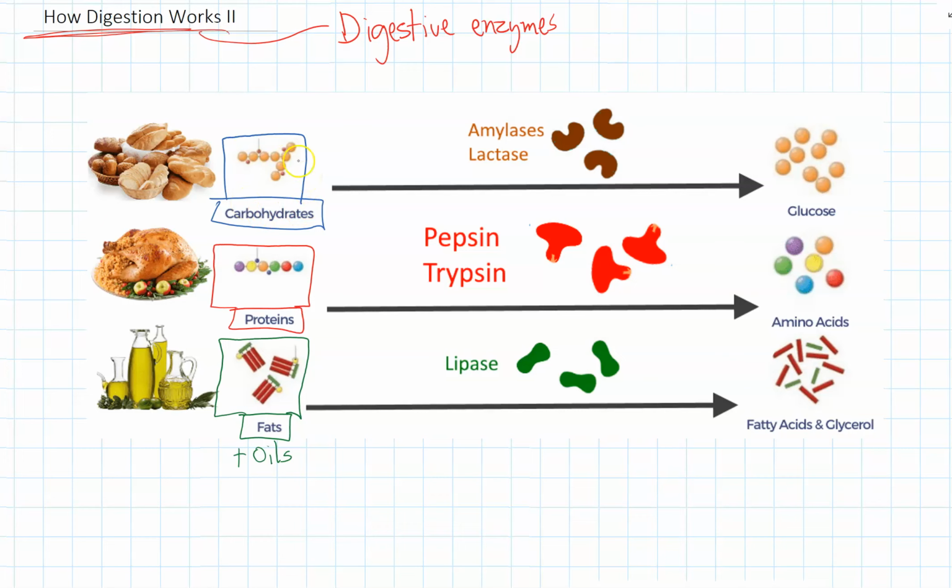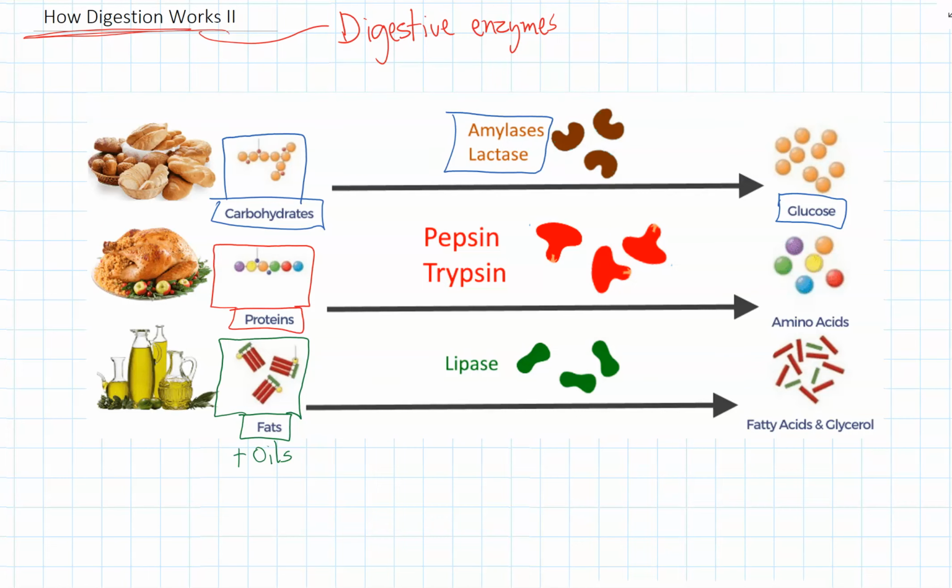So for carbohydrates, there are two types of digestive enzymes that break them down. Firstly, you've got amylases and you've also got lactase. And what these enzymes do is they break down your carbohydrates into really simple molecules called glucose, which is just a sugar. So all your bread and rice and carbohydrates just get broken down into sugar. And then they can be absorbed by the small intestine.